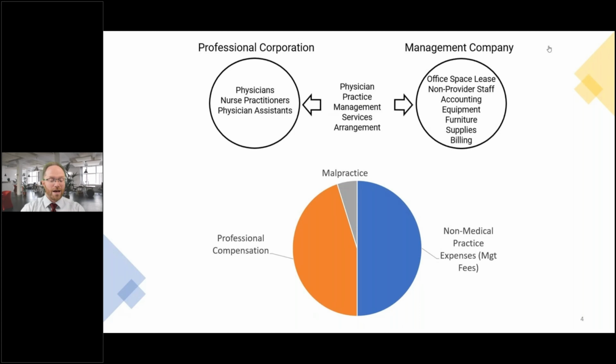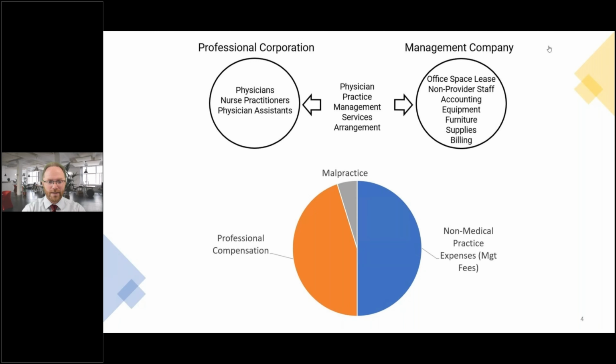On the bottom half of this screen is a pie chart illustration of how we can categorize all those expenses when calculating management fees. You can see medical professional compensation in orange on the left side of that pie chart. Malpractice expense, which should be paid by the PC, is in gray. Non-medical practice expenses are in blue on the right side. The blue category represents what management companies can provide to PCs.